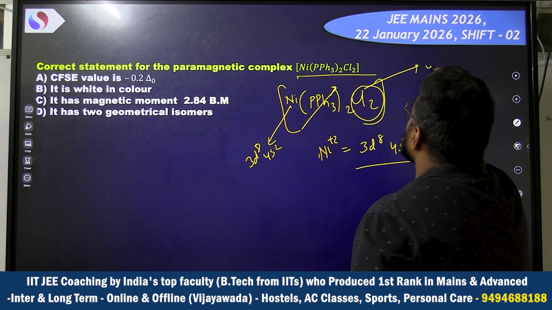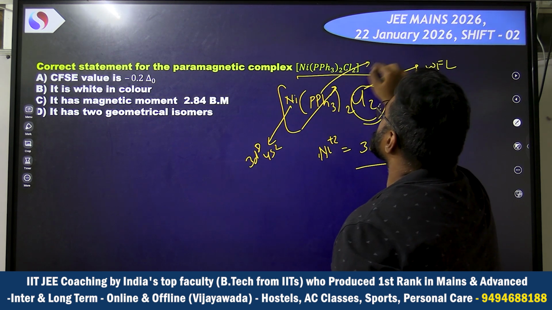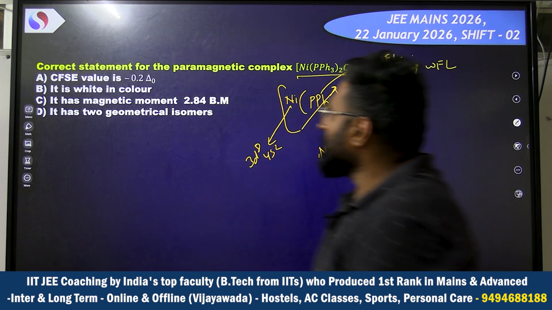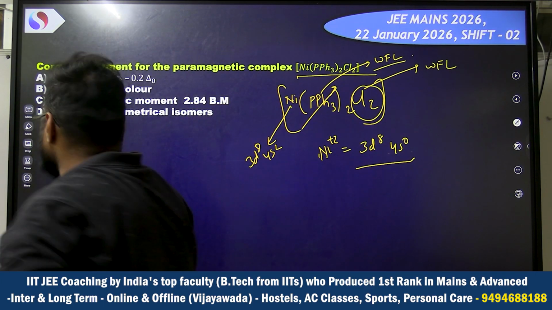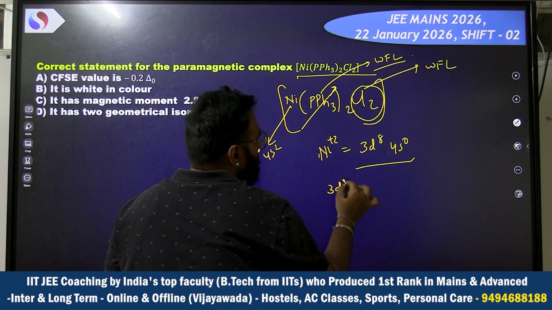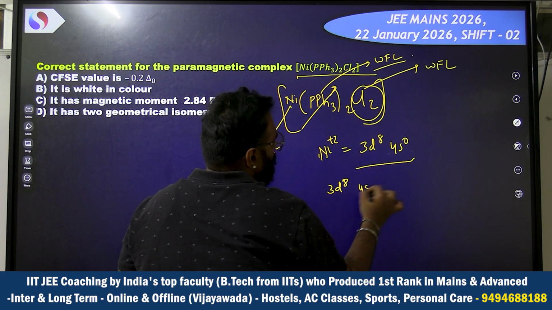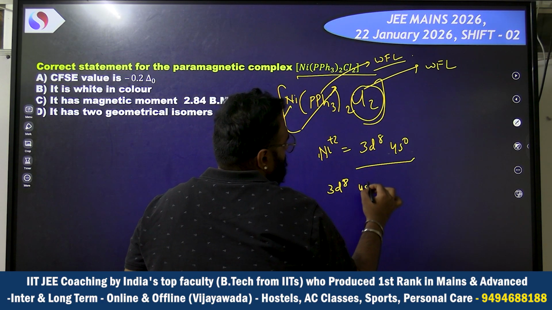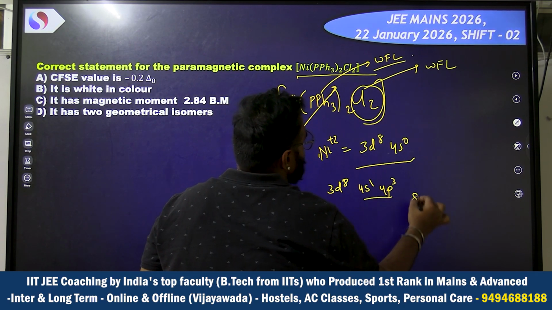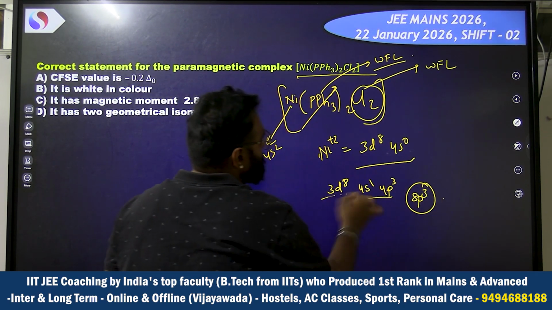Now this is a weak field ligand and this is also a weak field ligand. So no pairing. Both are weak field ligands, so no pairing is possible. Matlab it will be 3d8 and 4s1 and 4p3. Matlab hybridization will be sp3.